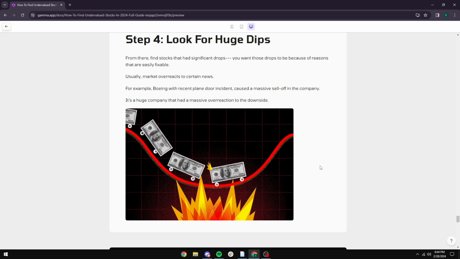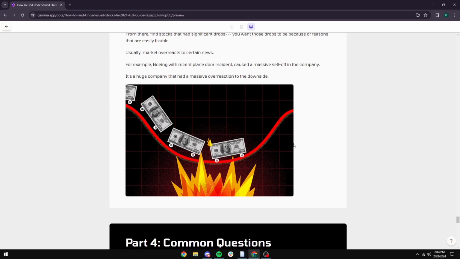From there, find stocks that had that significant drop. You want those drops to be because of reasons that are fixable. Usually, the market overreacts to certain news. For example, Boeing, with its recent plane door incident, caused a massive sell-off in the company, and it has dropped over 20-30%. It's a huge company that is widely used, widely known, has a huge moat, and had a massive overreaction to the downside. This gives us opportunity.